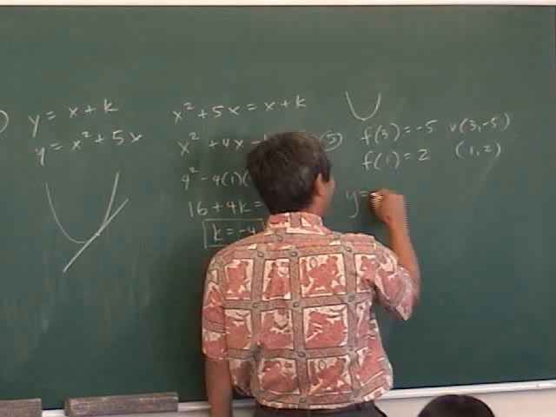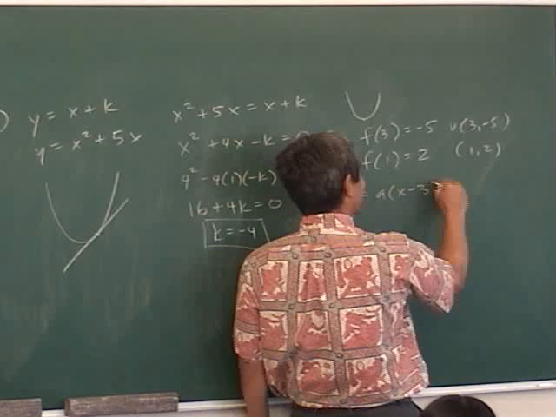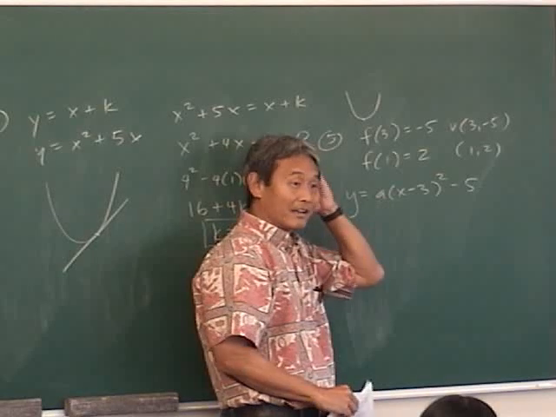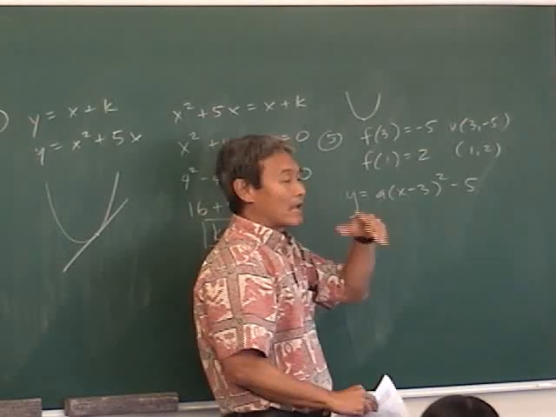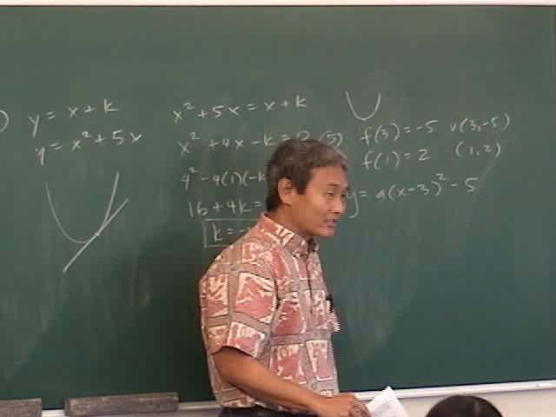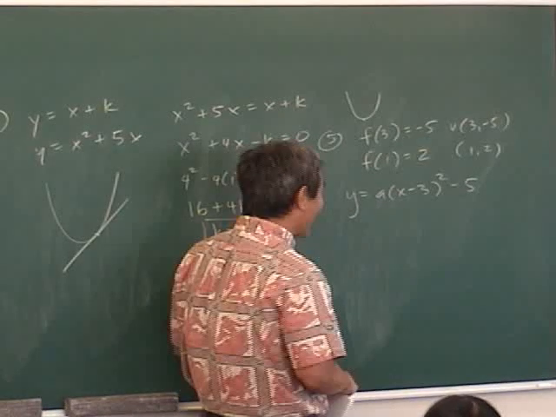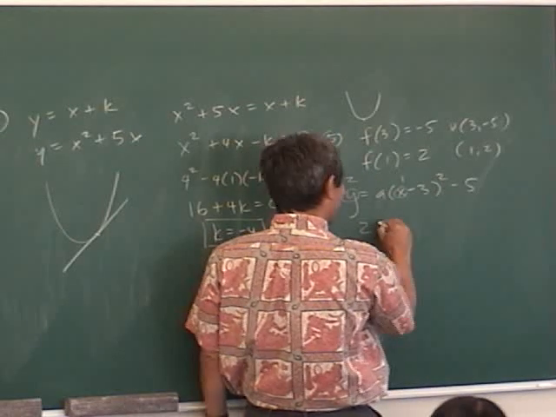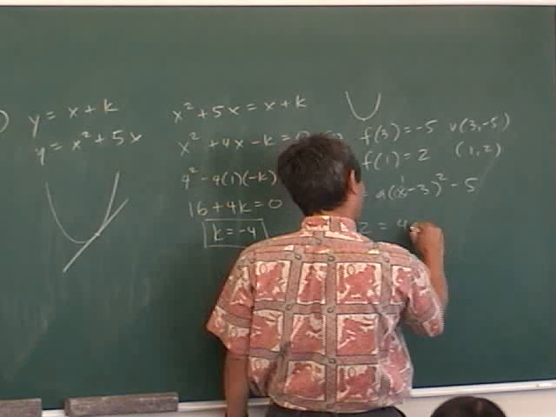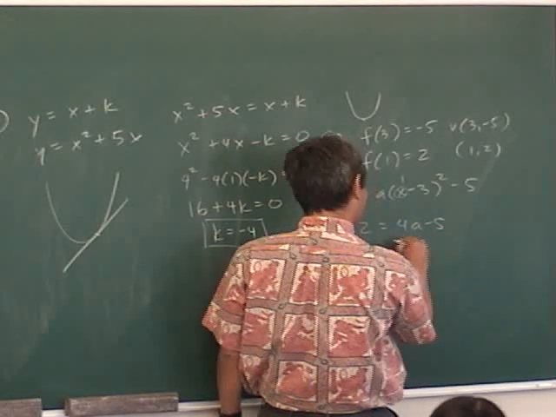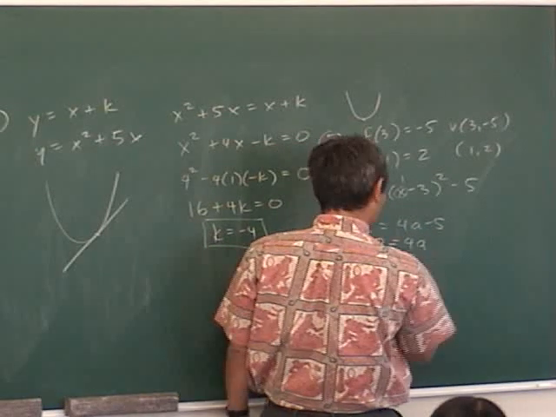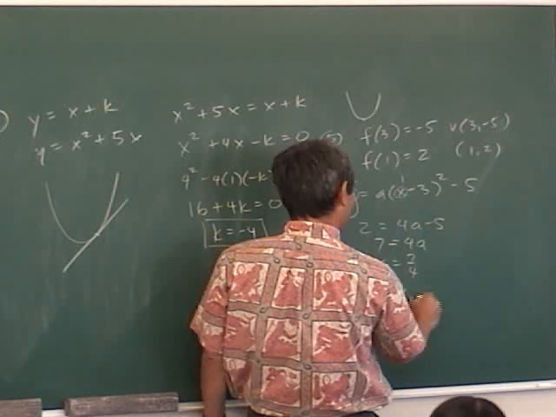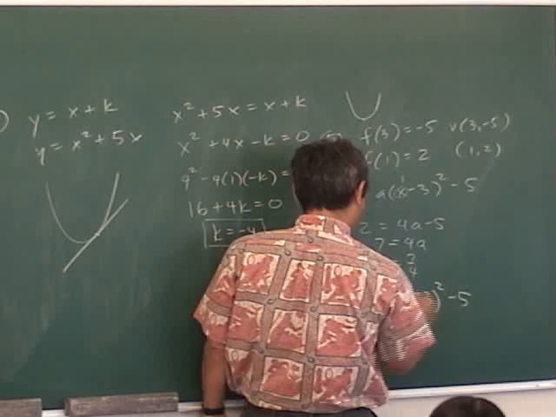Look, y equals a times (x minus 3) squared minus 5. How do I figure out a? Oh, you solve for a. I'm not really asking, when I ask a question, I really don't want an answer, I keep telling you. You plug in the point. You just think of it in your head. So if I plug in 1 for x and 2 for y, you get 2 equals, what is that? 4a minus 5. 4a equals 7. A equals 7/4. Therefore, the equation of the parabola is y equals 7/4 times (x minus 3) squared minus 5. Box that, that's the answer.